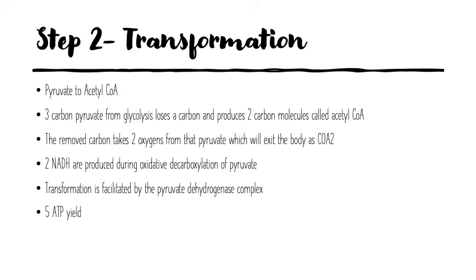Also, 2 NADH are produced during the oxidative decarboxylation of pyruvate, which happens during this transformation process. And transformation is going to be facilitated by the pyruvate dehydrogenase complex. So we need to keep that in mind. That's very important. And 5 ATP is what's going to be yielded.